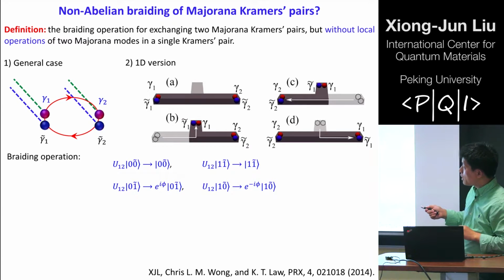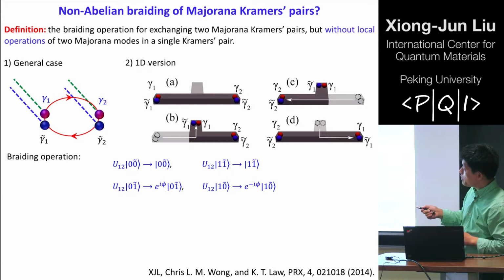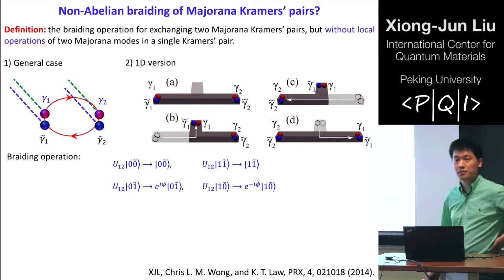However, for the 0, 1 and 1, 0, they should have a phase, but they are time-reversal partners. So this one should be phi, and that should be minus phi. Okay. So these indices 0 and 1, should I think about the pairs sharing a fermion, a real fermion?